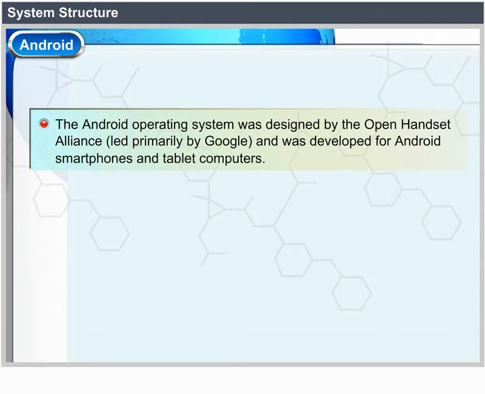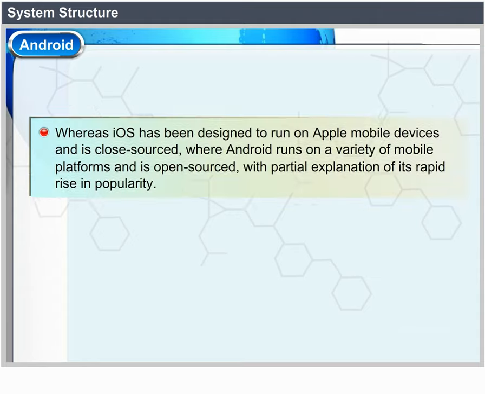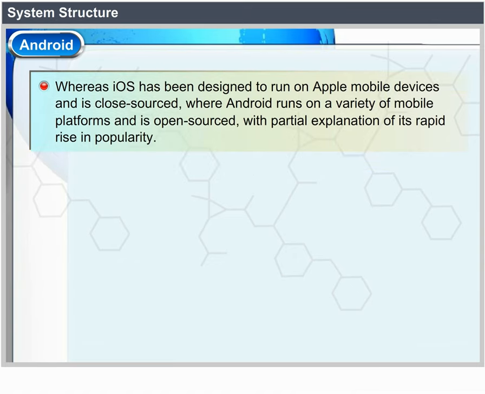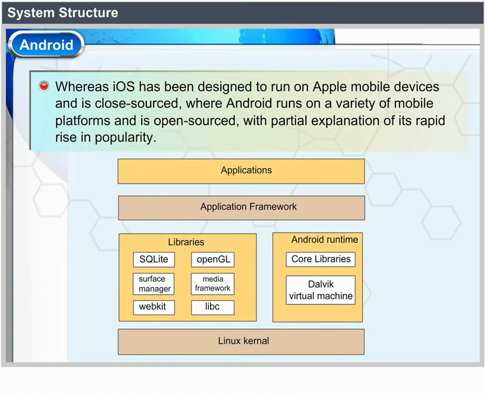Whereas iOS is designed to run on Apple mobile devices and is closed-sourced, Android runs on a variety of mobile platforms and is open-sourced, partly explaining its rapid rise in popularity. The structure of Android appears in the figure below.